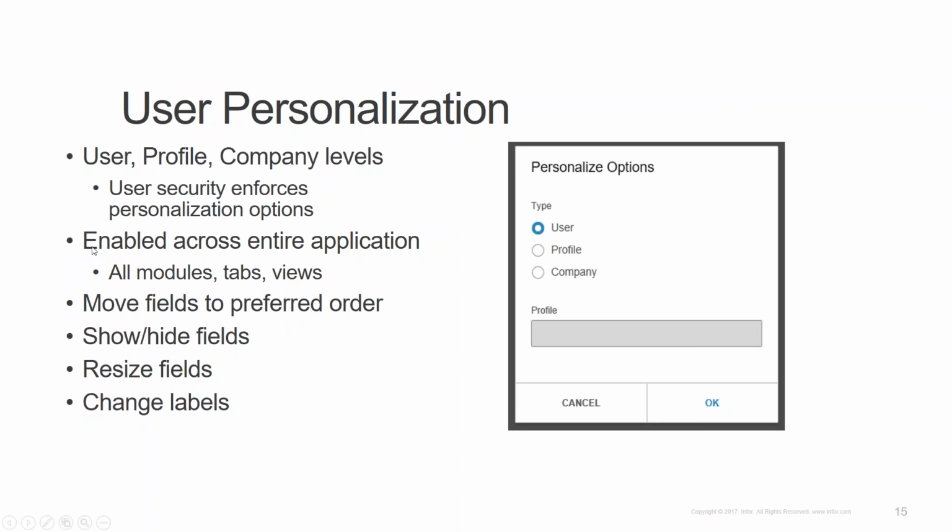The big thing to note is it's enabled across the entire application. Every module, tab, view can be personalized, and that's something that we've never had before. What personalization allows you to do is move fields to preferred order, show hide fields, resize fields, and change labels. Now, that seems a little restrictive, but that does really solve a lot of the feature functionality needed to personalize screens.